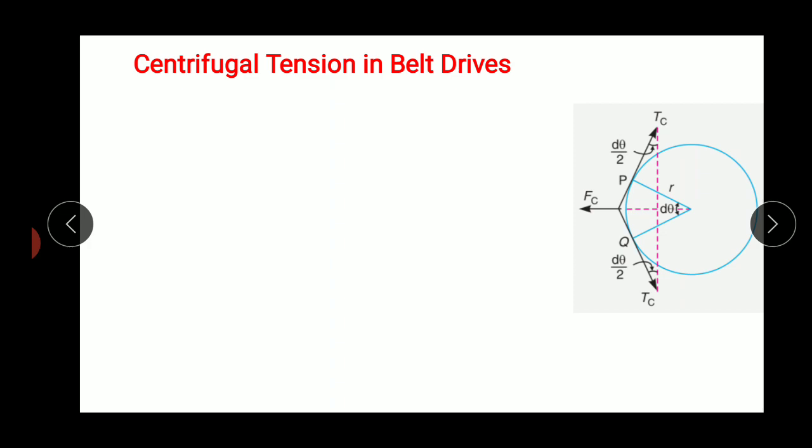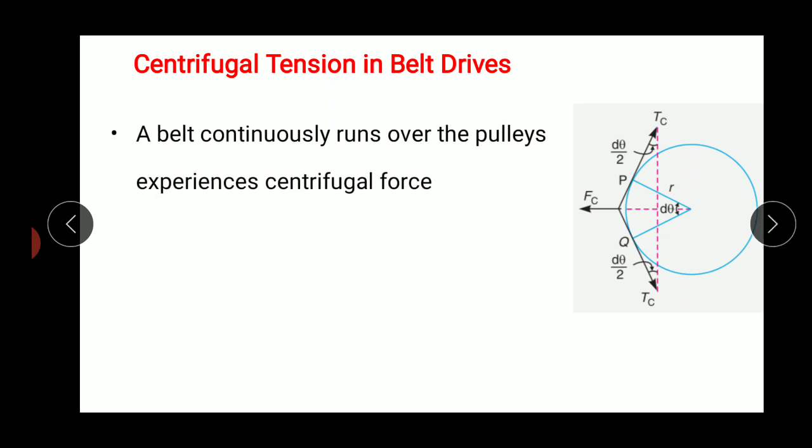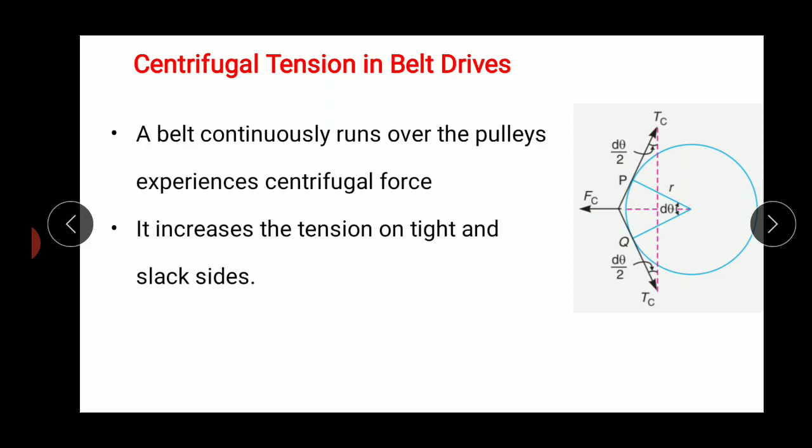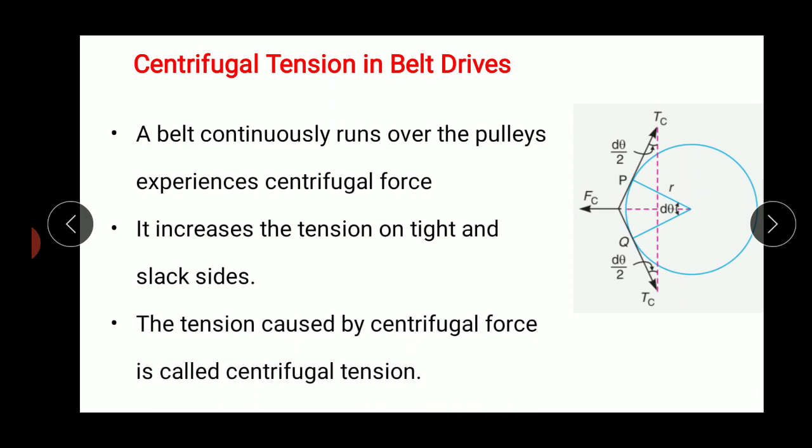Due to this, the belt is somewhat pulled in the outward direction, away from the pulley. The belt over the top and over the bottom experiences some additional force over the driving pulley, as well as on the driven pulley. So due to rotation of the pulley, the belt rotates and that causes a centrifugal force on the belt. That centrifugal force results in an increase in the tension on the tight side as well as on the slack side of the belt. The tension caused by the centrifugal force is called centrifugal tension.